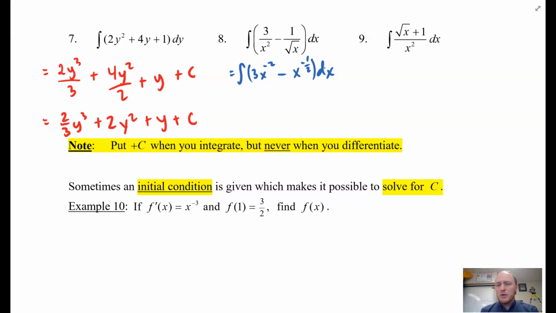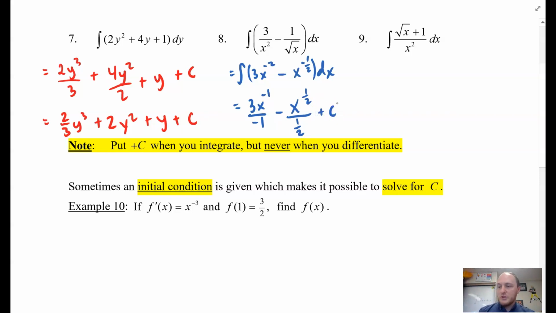So now that I can use the power rule more simply, okay? So this is 3, and then I'm going to raise the power. So I go from negative 2 to negative 1, and then I divide by that new power, so divided by negative 1. The next piece of this is minus x, and again, negative 1/2, I'm adding 1, I'm going up, so that's going to be a positive 1/2, and I'm going to divide by 1/2. All right, and I'm not going to forget the c.